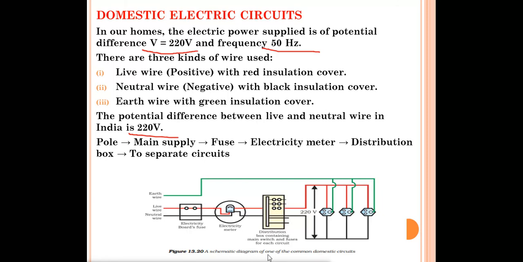A schematic diagram of one of the common domestic circuits. In this electricity board, fuse is there, electricity meter is also there, in which the people used to see their bills and all. Distribution box containing main switch and fuses for each circuit. One box is there, you can see in your homes. In that, some switch and fuses will be there. Okay, and the potential difference between the live wire and the neutral wire is 220 volt.